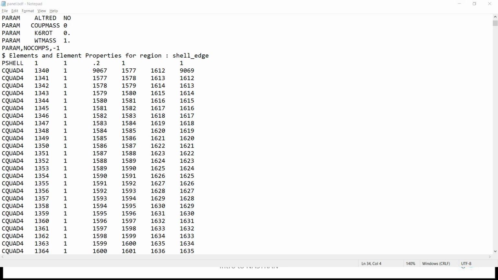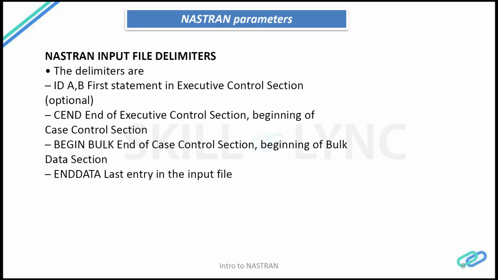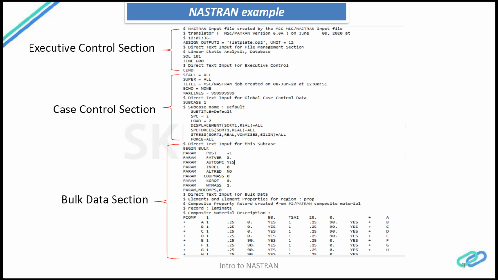So going back to the slides, we have seen the delimiters. In most cases we'll see only three sections out of the five, which are the executive, case and bulk data sections, and the remaining two, the NASTRAN statement and file management sections, will not be printed.